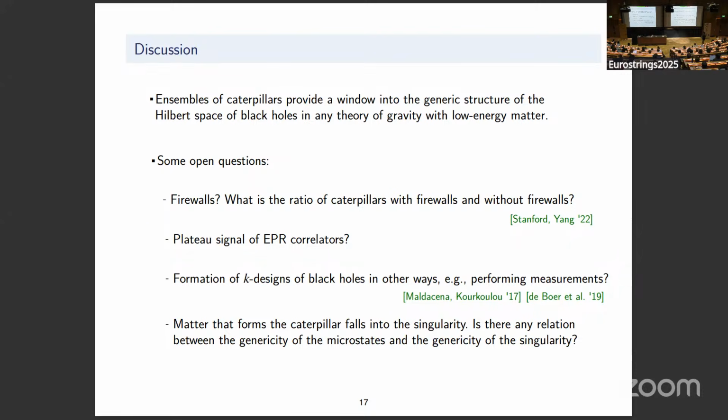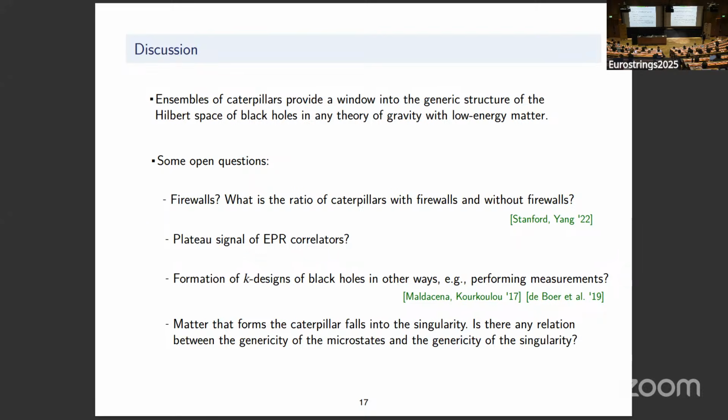by Jan de Boer and friends, where they start from some thermofield double state, they do some measurement on one of the two systems, and they end up with some more generic state with some end-of-the-world brane in the interior. So this kind of thing could also serve to form K-designs. It would be interesting to study the relation between the two kinds of states.